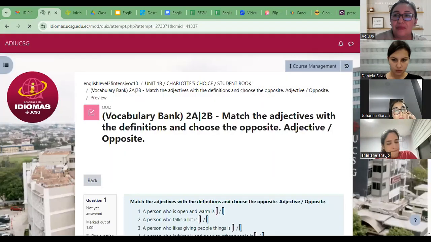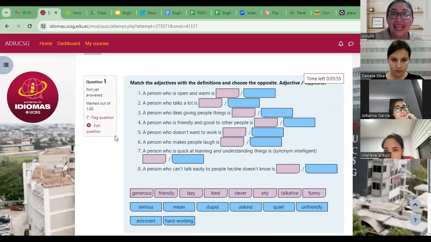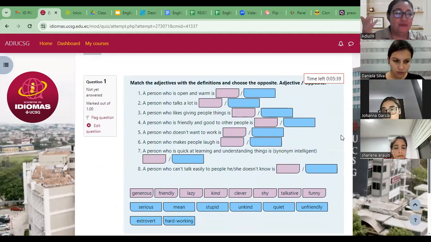What about this one? Okay, in here, they give you the different adjectives and the opposites. So in here, you only have to match. What about number 1, Johanna? A person who's open and warm. What are the 2 words, the 2 adjectives? It could be friendly or kind.